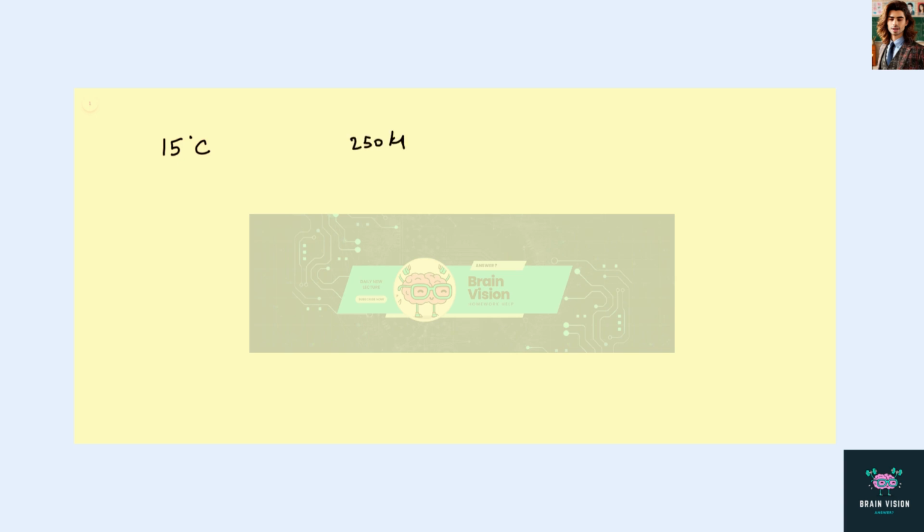So we have a tire at 15 degrees Celsius, which has a gauge pressure of 250 kilopascals, which means its real pressure is atmospheric pressure, which is 10 power 5 pascals, plus 250 kilopascals, which is 2.5 times 10 power 5 pascals, which means it is 3.5 times 10 power 5 pascals.